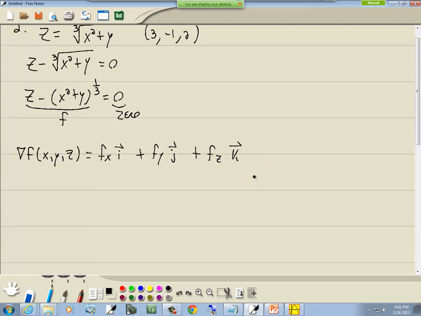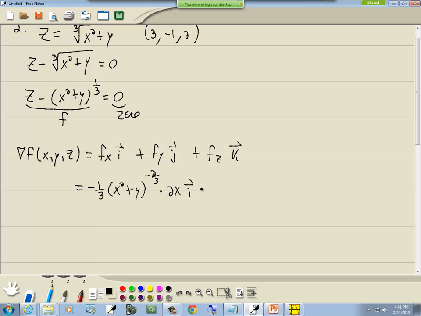Well, the derivative with respect to x. The z drops away, that's just considered like a constant. Minus, take your power, put it out in front, so we got minus 1/3 (x squared plus y), lower your power by 1, 1/3 minus 1 is negative 2/3, and then times the derivative of what's inside the parentheses. And we're taking the partial with respect to x, so this will be 2x. The y drops away because we treat it as a constant. That's i.